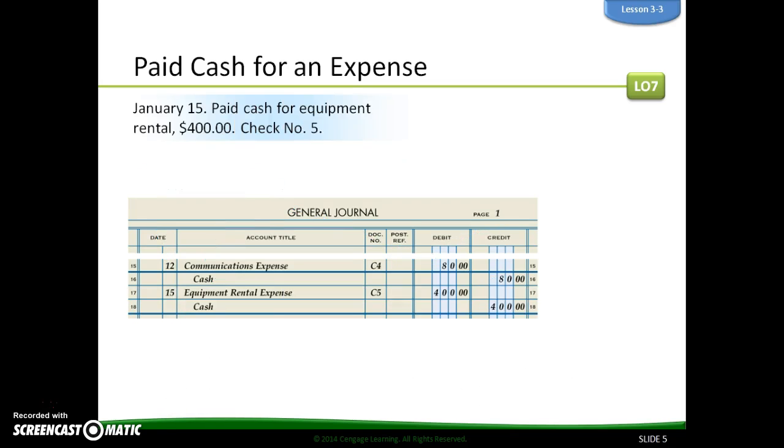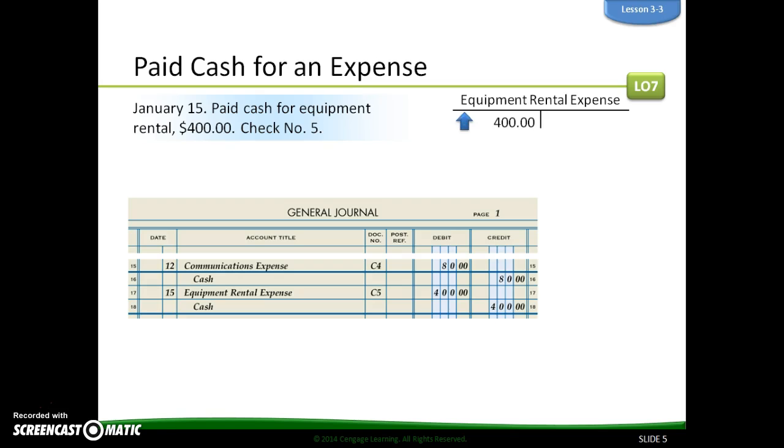All right, right below that, we're going to do a second entry to pay cash for an expense. On January 15th, we're paying cash to rent some equipment for $400. If this was me personally, it would be renting a carpet cleaner to make sure my carpets look fantastic when I move into my new house.